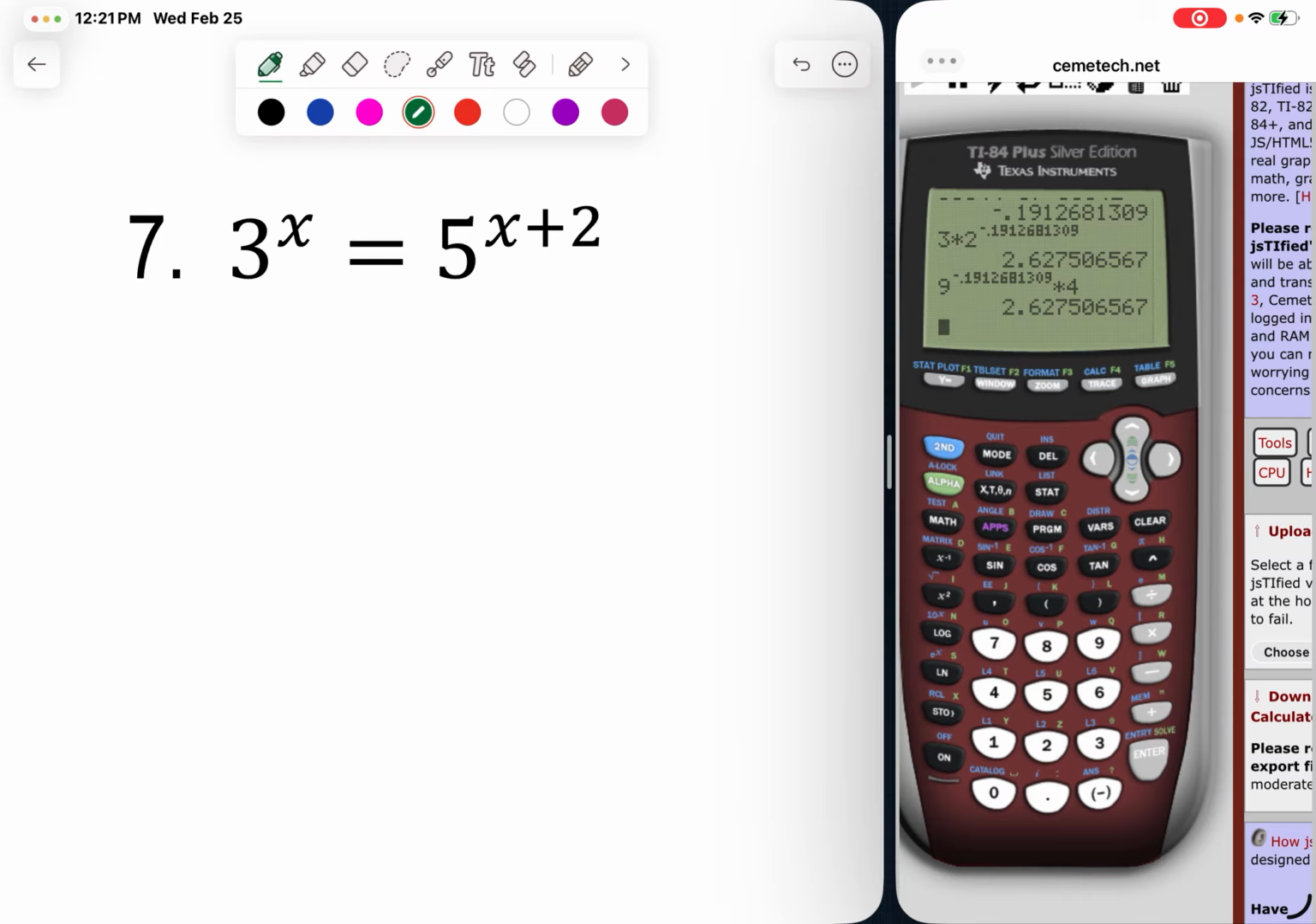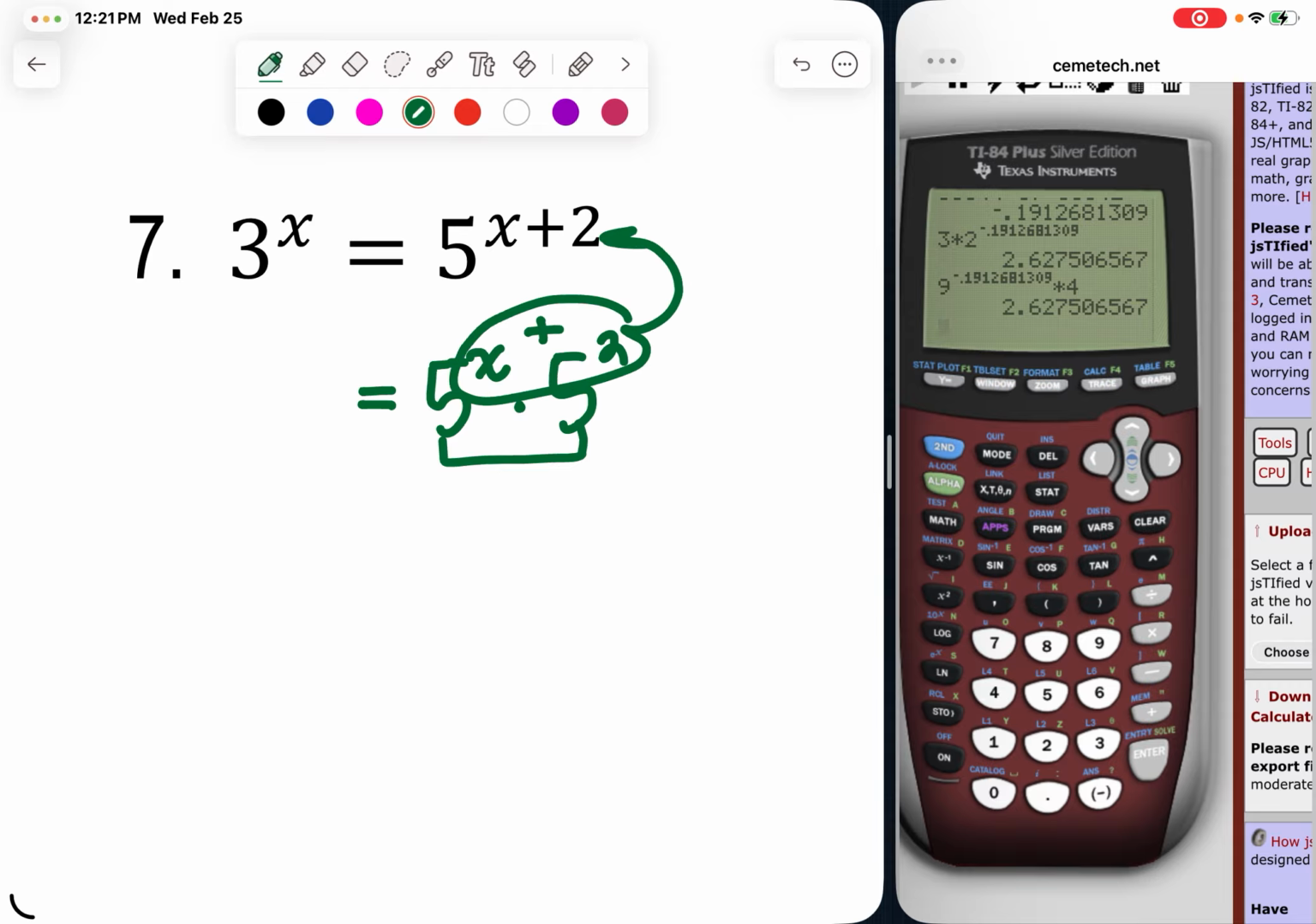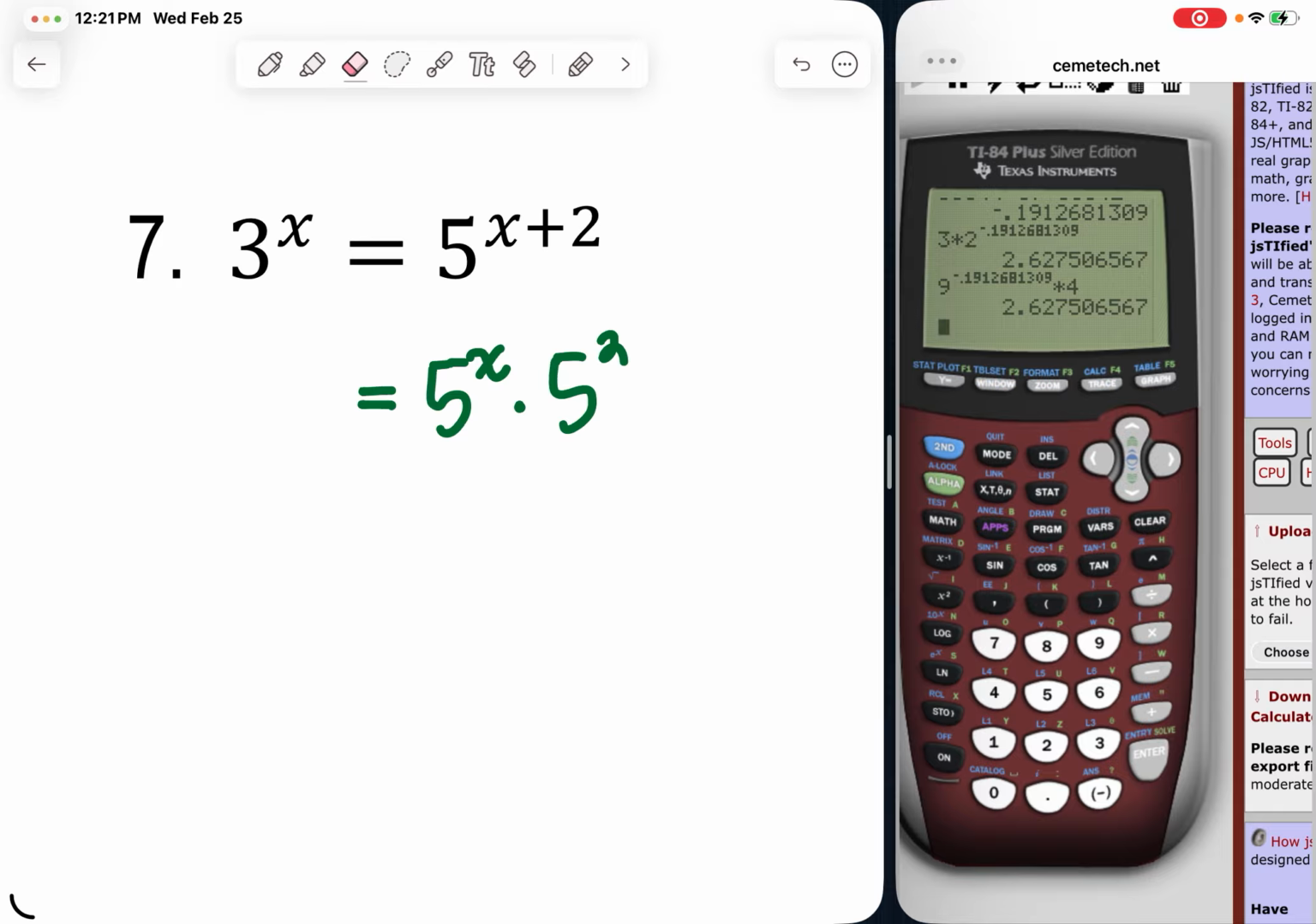So one way to do this is, once again, I see exponents of x on both sides. I can take this and split this. This is the easier way. I can split this up. I know this is the same thing as 5 to the x times 5 squared, because remember, if you have the same base, you can keep your base and add your exponents. I'm just working in the opposite direction, right? And then you have over here 3 to the x.